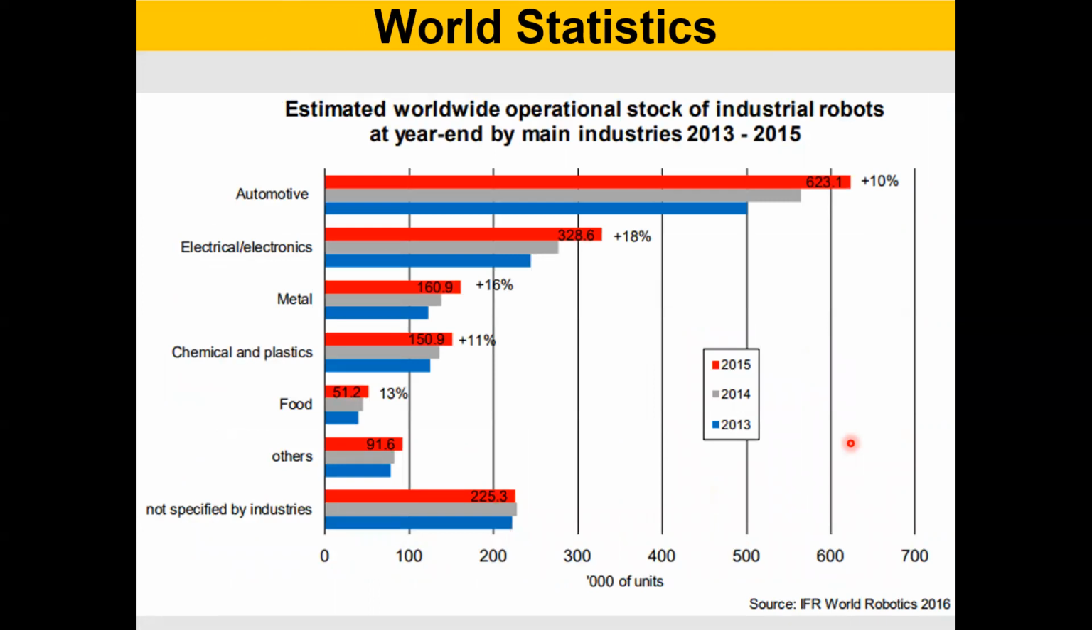Now you can see here where the robots are actually used, in different industries. This is the estimated worldwide operational stock of industrial robots, from 2013 to 15. Again, this is a bit old. I have to update this with the latest one, but this is also very useful information. If you look at automotive, you can see these years: red 2015, ash and blue 2014 and 13. So from 13 to 15, you can see the growth of the automotive industry. It's about 10% growth, right?